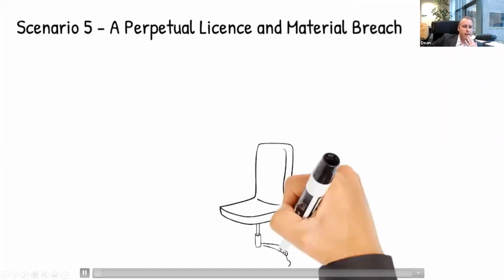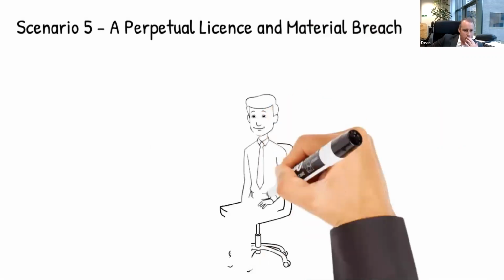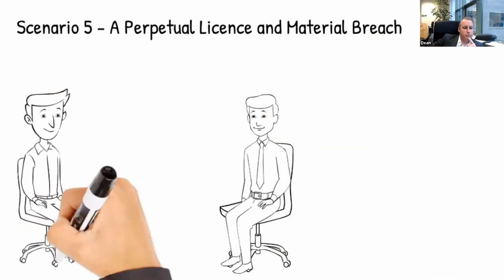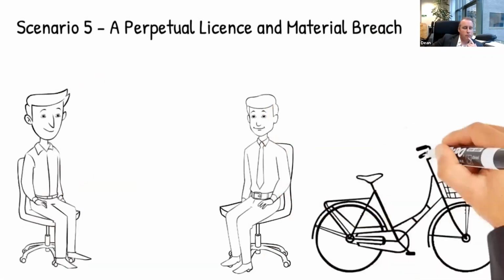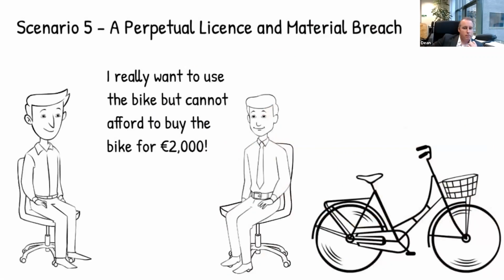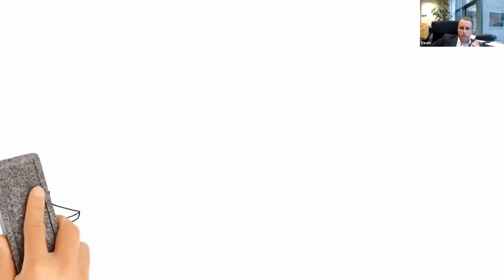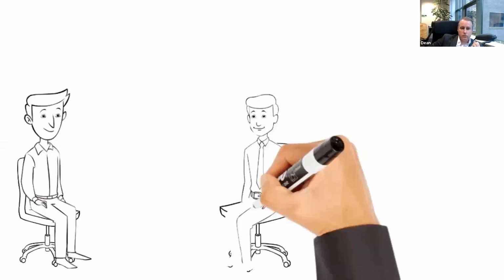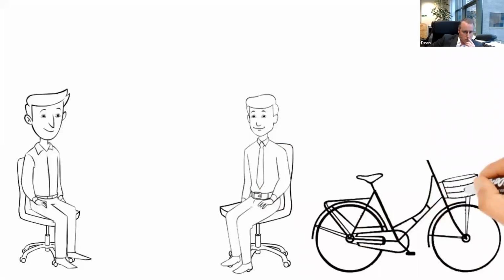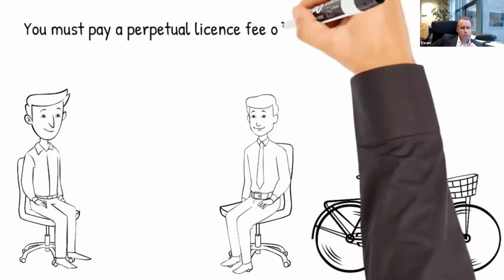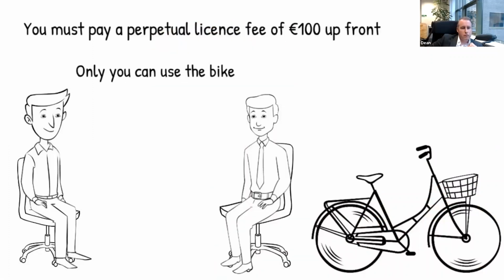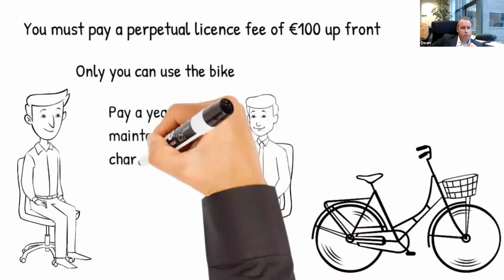Paul now loves the bike so much, but he really can't justify paying John €2,000 to buy the bike outright. He wants to know that the bike is exclusively his to use on a perpetual basis without fear that when the term expires, John will take back the bike. John agrees to this arrangement and grants Paul a perpetual license to use the bike on the condition that he pays a perpetual license fee of €100 up front, limits the use of the bike to himself, and pays a yearly maintenance charge of €20.